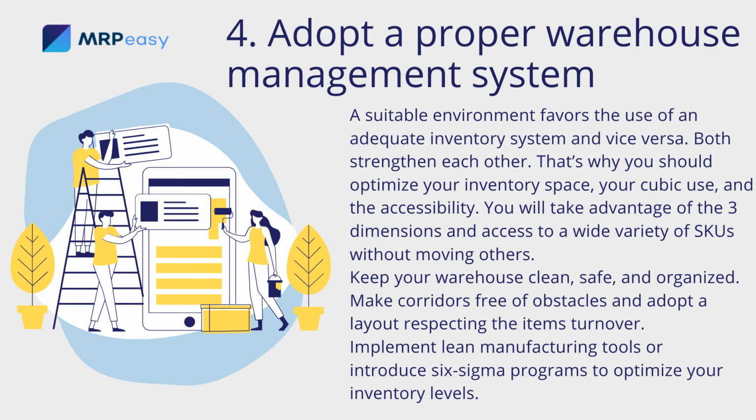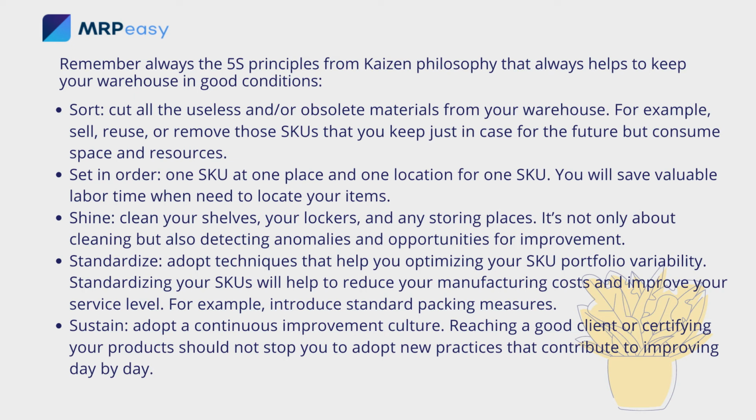Implement lean manufacturing tools or introduce Six Sigma programs to optimize your inventory levels. Remember always the 5S principles from Kaizen philosophy that always help to keep your warehouse in good condition. Sort. Cut all the useless and/or obsolete materials from your warehouse. For example, sell, reuse, or remove those SKUs that you keep just in case for the future, but consume space and resources.